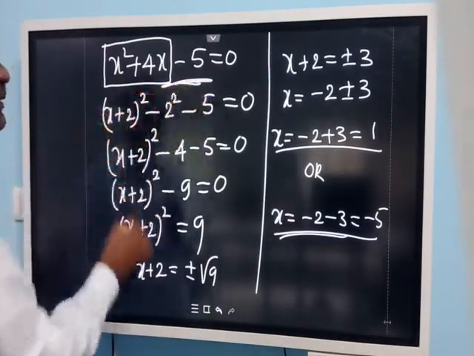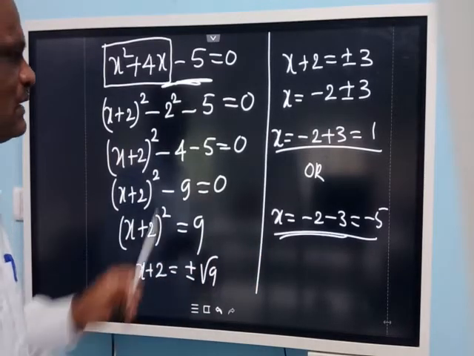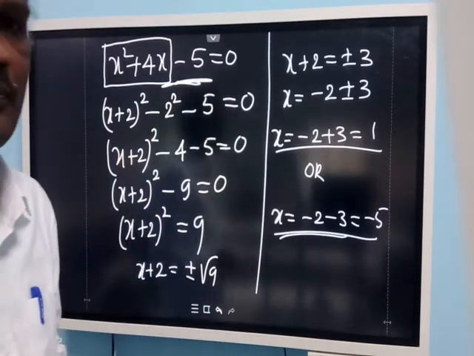So this is the quadratic equation, and the solution is like this. This method is called the method of completion of a square.